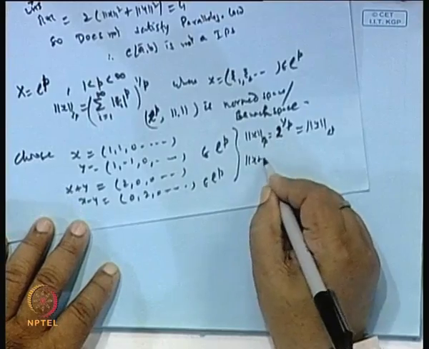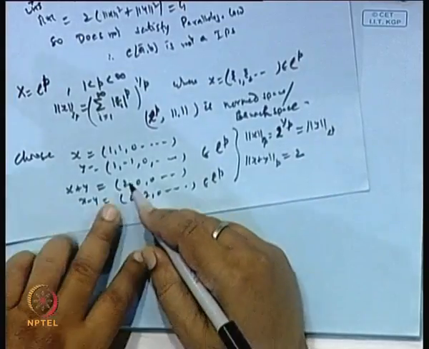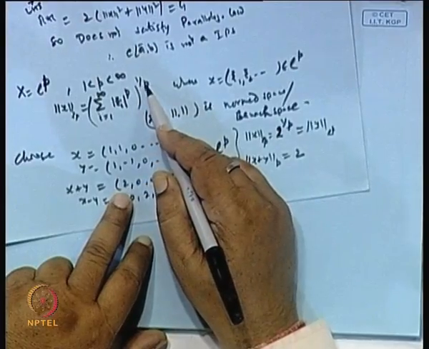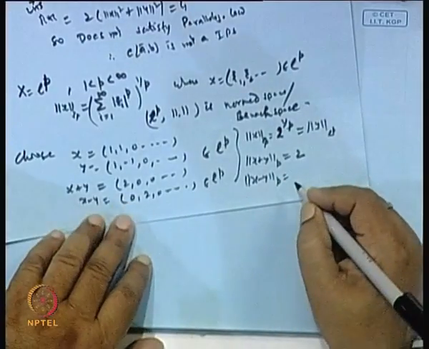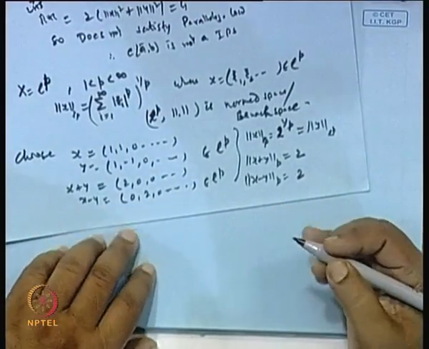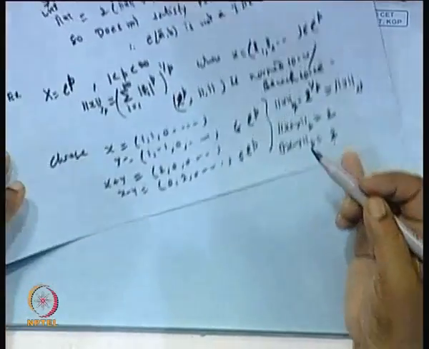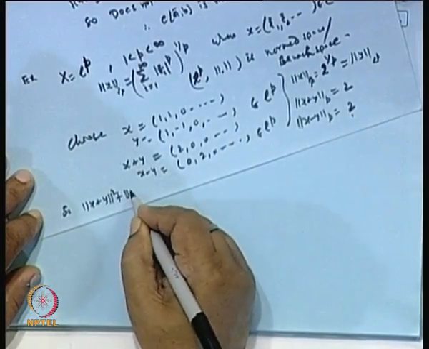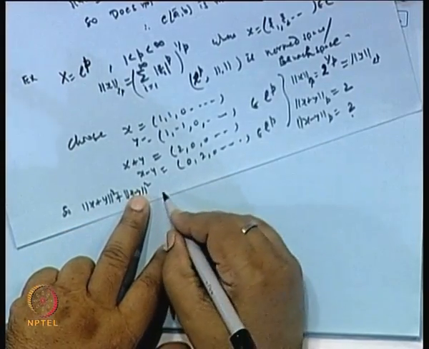But what is the norm of x plus y in Lp? This is equal to 2 only. You get 2 to the power p, whole to the power 1 by p, since xi1 is 2 and the rest are 0. Norm of x minus y is the same, 2. Now if I square these two, what do you get? Whole square, this is equal to what?